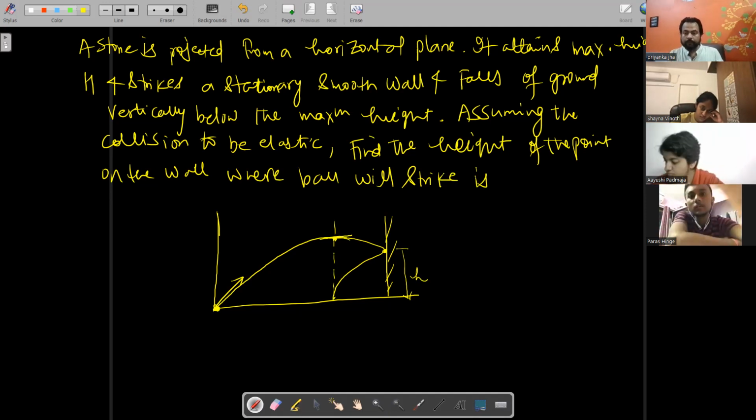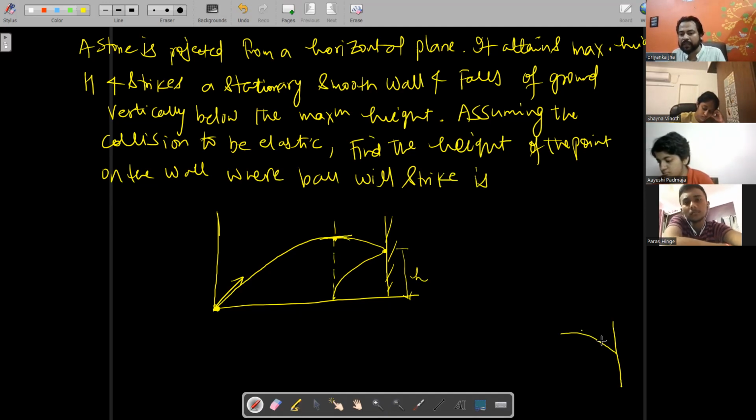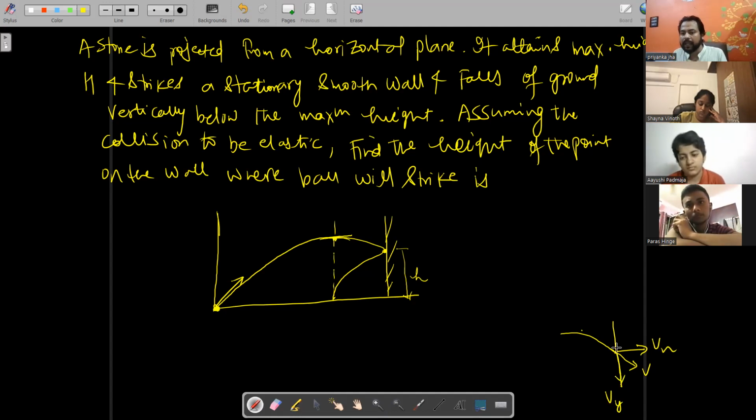What does it mean for a collision to be elastic? Suppose a ball is striking the wall. Before striking the wall, it has some velocity, so it will have two components: Vx, and along the wall, Vy. If the collision is elastic, it will rebound with the same horizontal velocity, Vx. In the vertical direction there won't be any change, so Vx just reverses and Vy remains as it is.